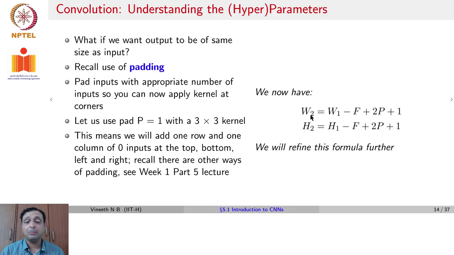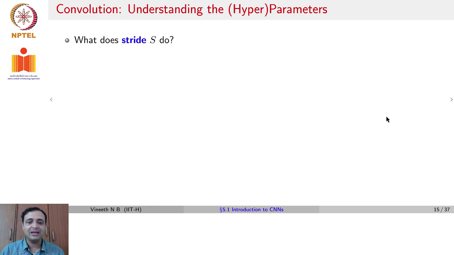We now have W2 to be W1 minus F plus 2P plus 1, where 2P is the padding that you have done, and it's 2P because you have to pad along both ends, along the columns and both ends along the rows too. That's the reason you need 2P. We are going to further refine this formula. We are not done yet.